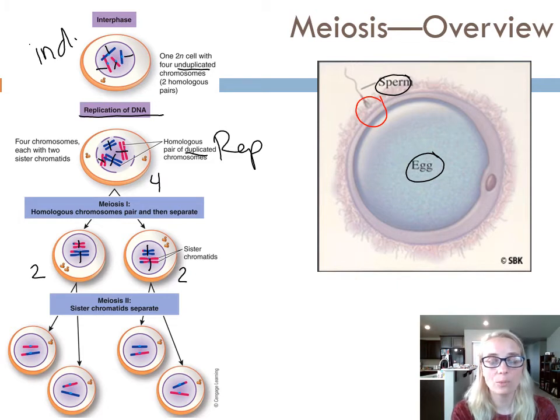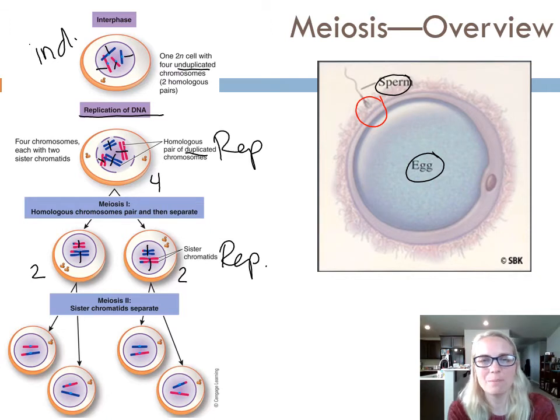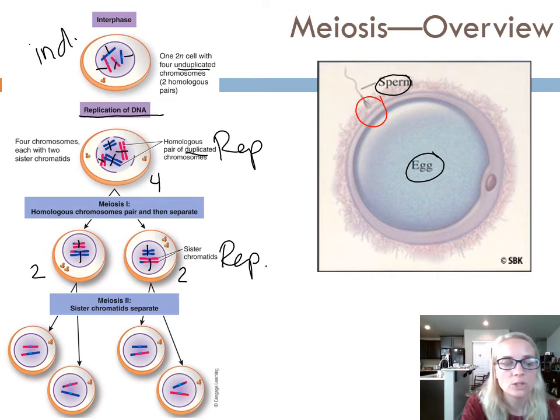And now we're not done. So even though we've gone from 46 to 23, our chromosomes are still in the replicated form, right? We cannot make eggs and sperm with replicated chromosomes. So now we have to go through meiosis 2 to split those replicated chromosomes into individual chromosomes.